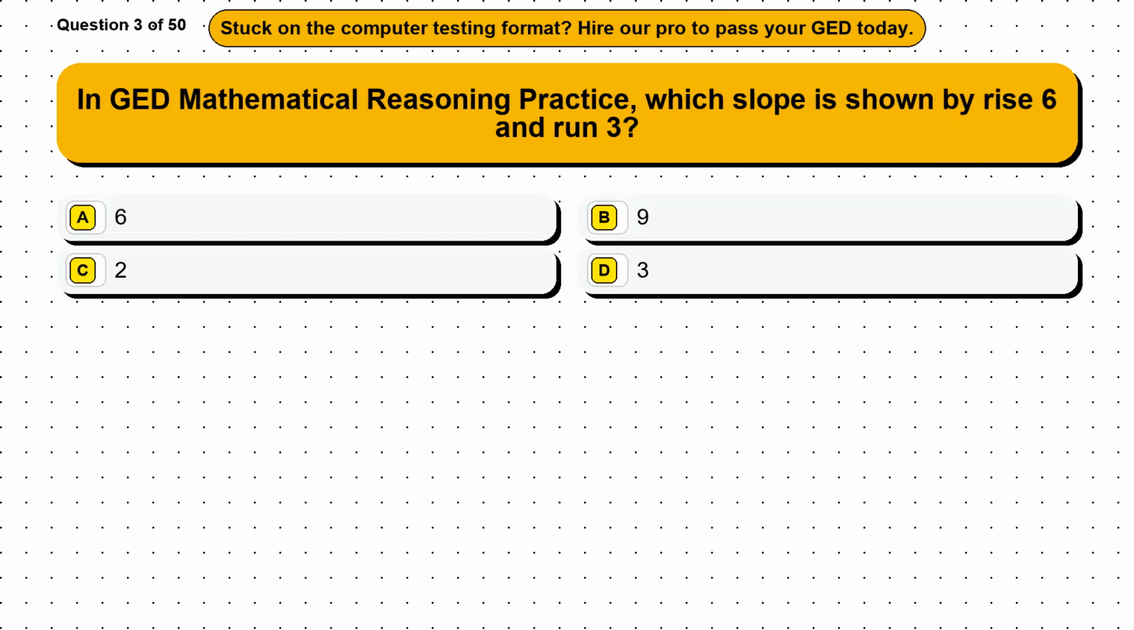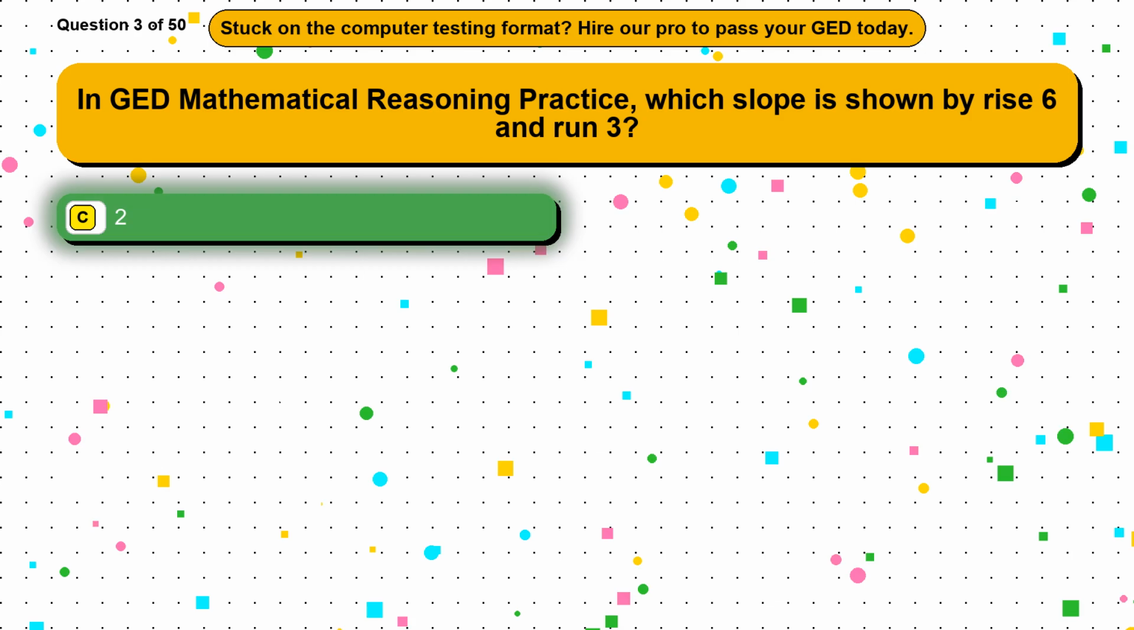Question 3. In GED Mathematical Reasoning Practice, which slope is shown by rise 6 and run 3? Option A 6. Option B 9. Option C 2. Option D 3. The correct answer is option C.